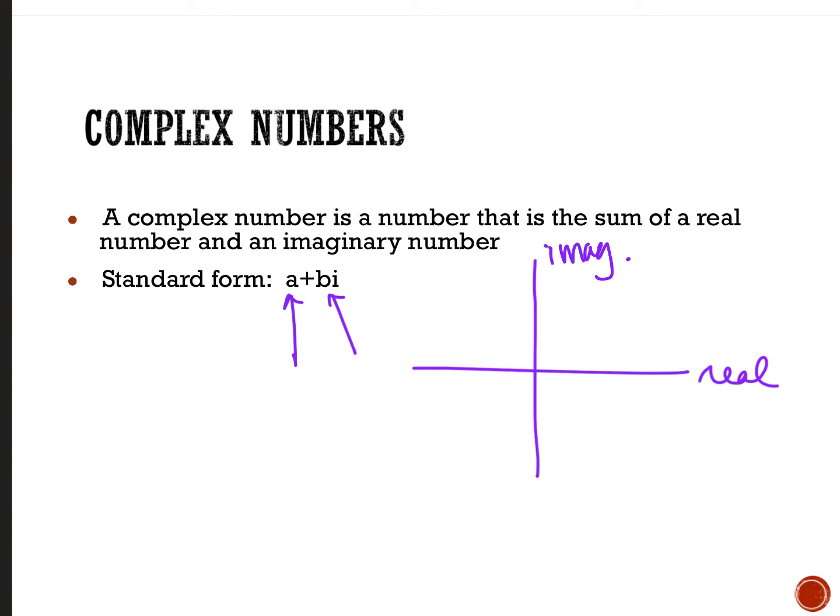So, for example, if you were asked to graph 4 plus 6i, you'd have to go to 4 on the real axis, 1, 2, 3, 4, and 6 on the imaginary, 1, 2, 3, 4, 5, 6, and you'd have a dot right here. That specific dot is considered to be 4 plus 6i.